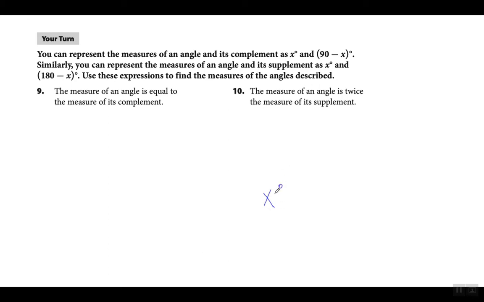X is an angle. I don't know what it is. Its supplementary angle. Supplementary.